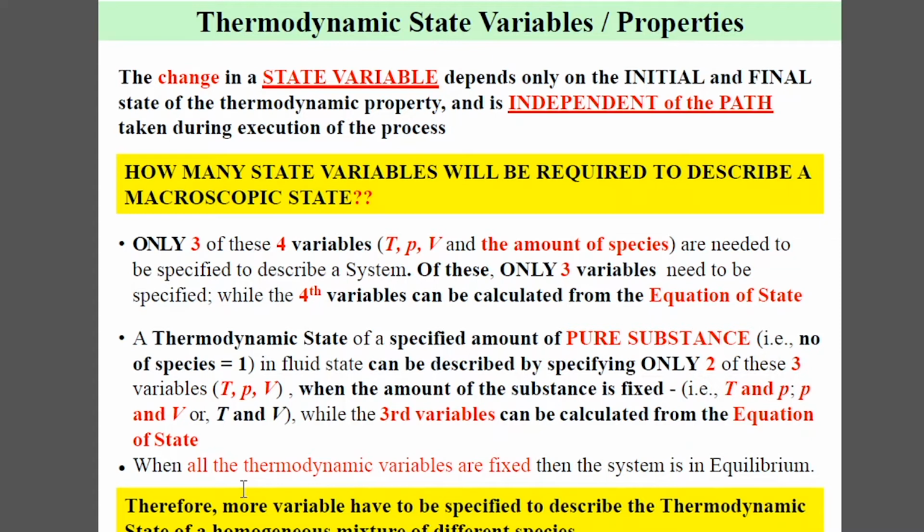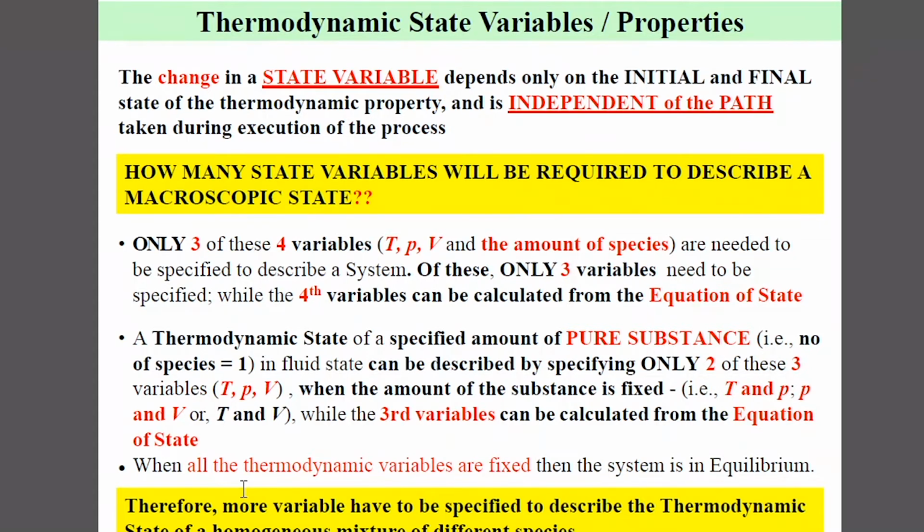When I'm dealing with an ideal gas, I can use PV equal to nRT. If I have the temperature, pressure, and number of moles known to me, I can find out the volume using the equation of state, PV equal to nRT.